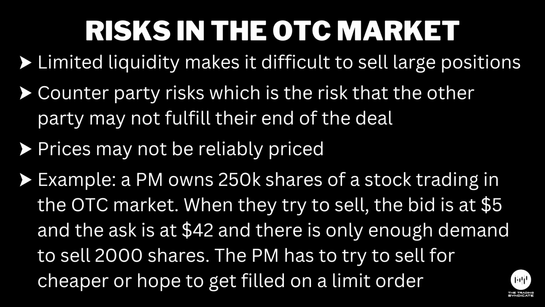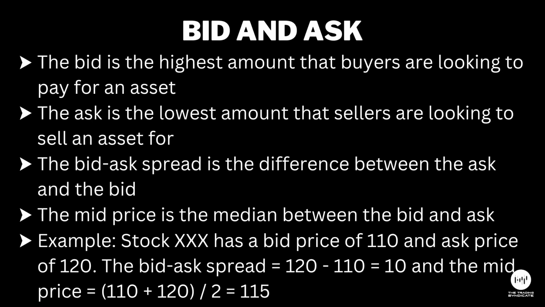There were a couple terms in that example that we should go over so that you can fully grasp that situation. Specifically, we'll be looking at the bid and the ask, as well as what a limit order and a market order are. The bid essentially is the highest amount that the buyers are looking to pay for an asset or security.